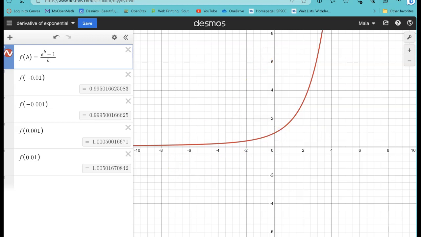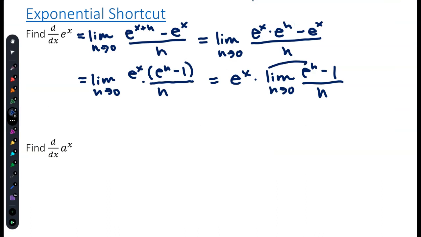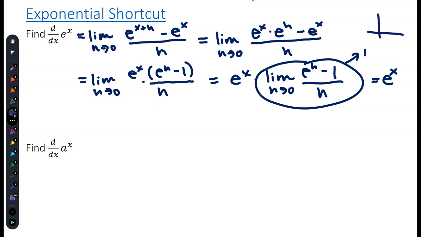Okay, so let's go back in here and see what that means. If this whole thing goes to 1, what we find is that the derivative of e to the x is e to the x. And this is kind of magical. This means when you're looking at a graph of e to the x, the y value is always the same as the slope of your tangent line.